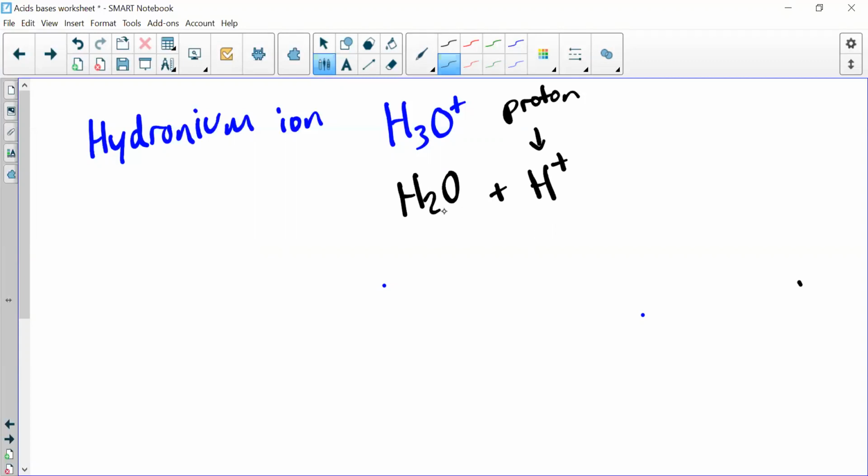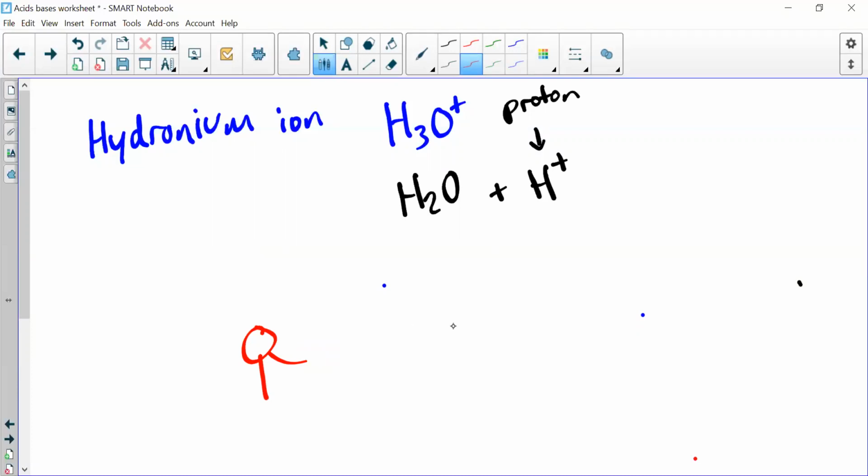Now, why would water want to bond with an H plus? Because don't things always want to get to a balanced neutral state? You know, like Na plus and Cl minus, once they find each other, that's NaCl, they're happy. Well, why would water want to bond to a proton? Well, let's look at water. Water is H2O. We represent it like this.